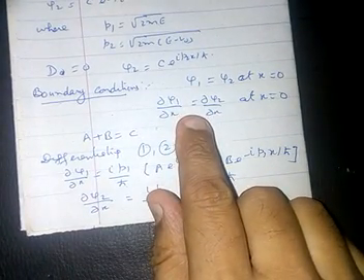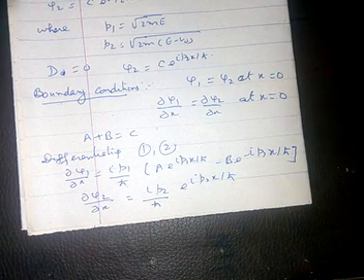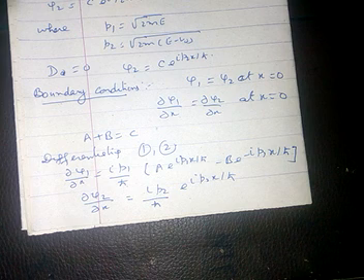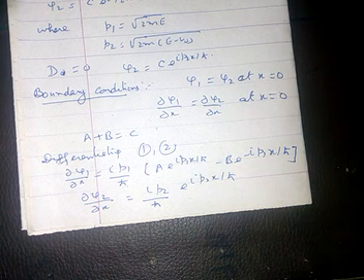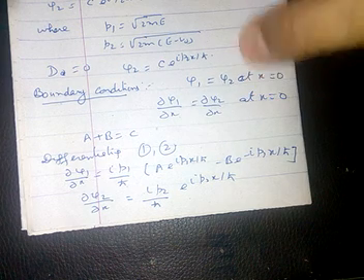So the boundary conditions in this case may be represented as follows. The continuity of psi implies psi1 is equal to psi2 at x equal to 0, and the continuity of d psi upon dx implies d psi1 upon dx is equal to d psi2 upon dx at x equal to 0. These are the two boundary conditions.